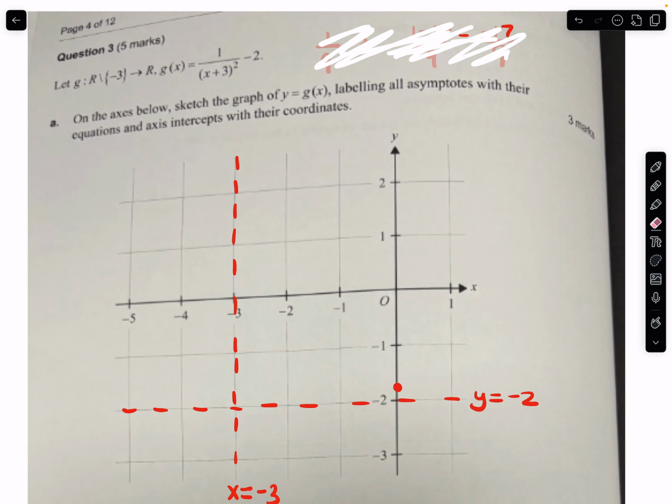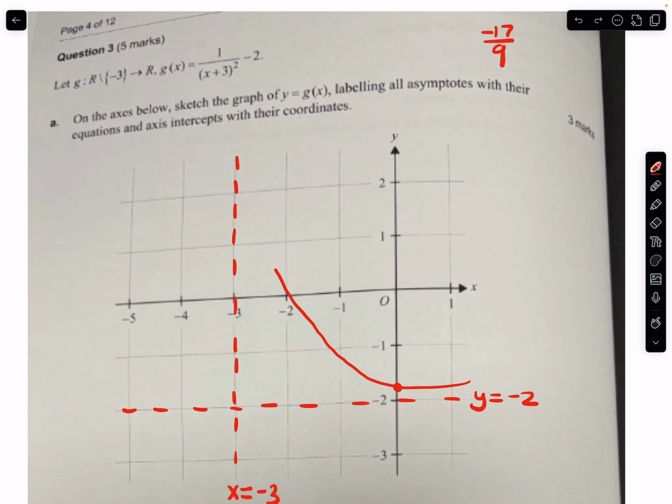Remember, how does a truncus look like? Just don't forget what a truncus looks like, actually. A truncus, this is a positive truncus, by the way. A truncus looks like this, looks like that. So we know it's gonna look something like this, by the way, but we need to find the x-intercepts also. So to find the x-intercepts, you know what we do?